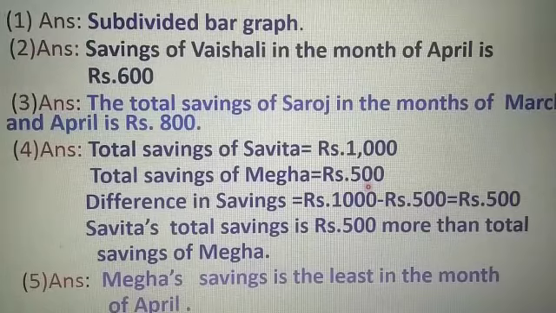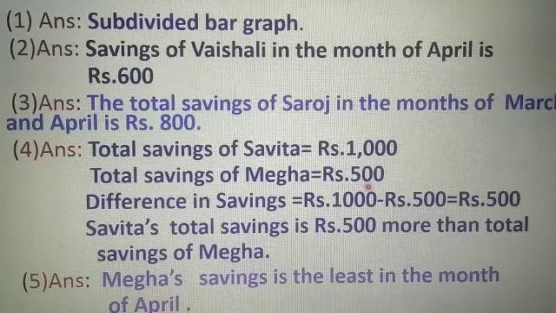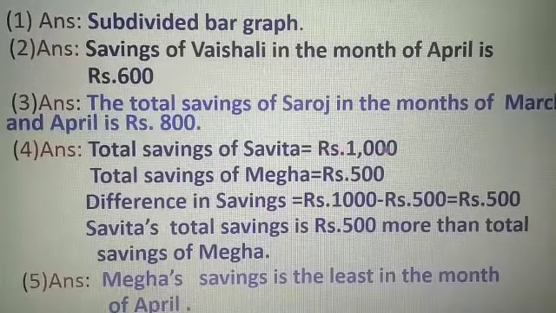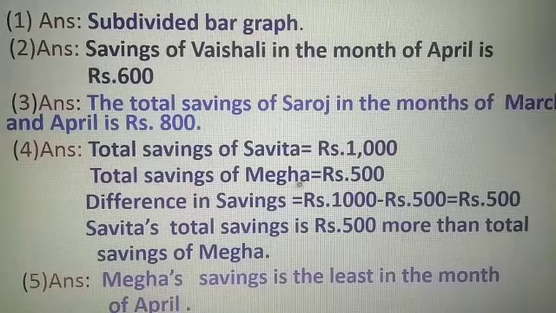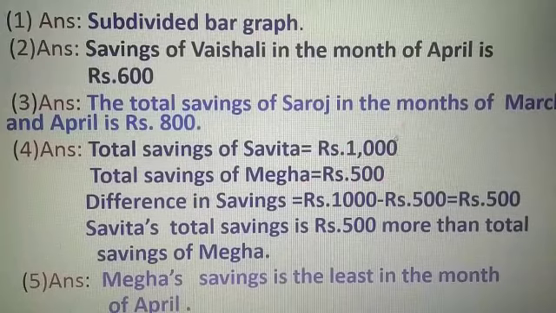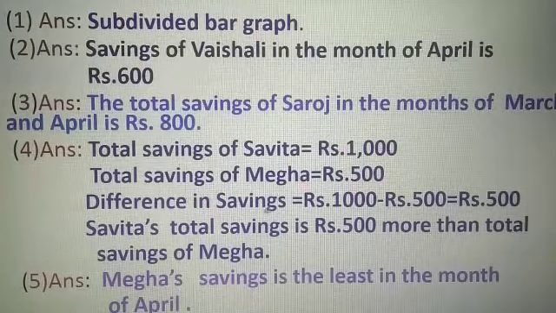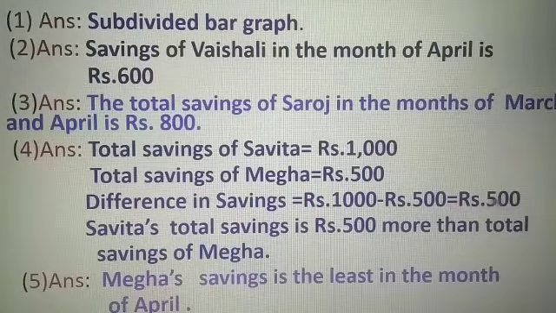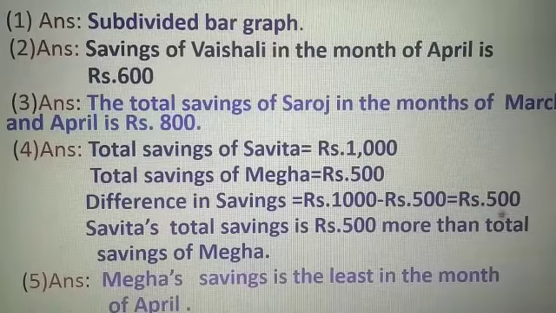See textbook page number 71 and simultaneously you have to observe the graph while writing the answer. So total saving of Savita is rupees 1000. Total saving of Megha is rupees 500. So what is the difference in saving? Difference in saving is rupees 1000 minus rupees 500. So what is the answer? 500 rupees is the difference.